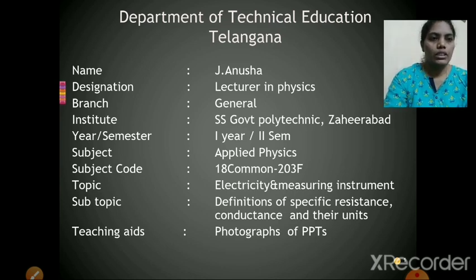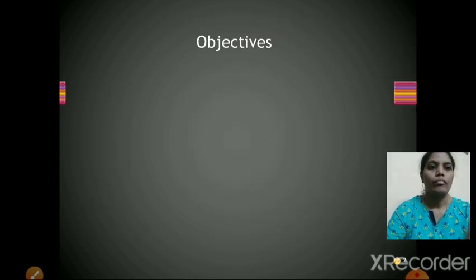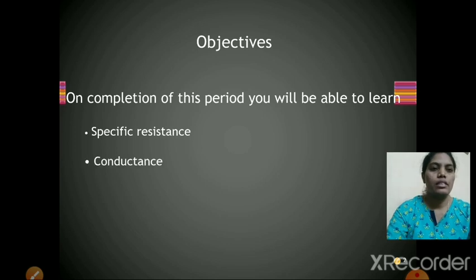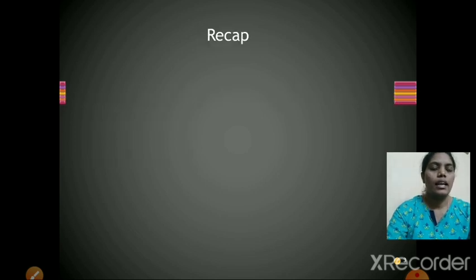The topic we are discussing here is electricity and measuring instrument, which is the fifth chapter from our syllabus. In today's session we are going to learn about specific resistance and conductance with their units. To learn this, I am taking help of a PowerPoint presentation. The main objective of today's session is, on completion of this period, you will be able to learn what is specific resistance, what is conductance.